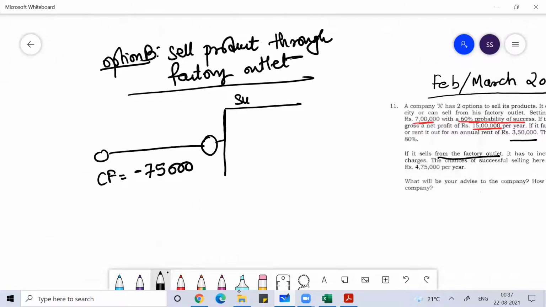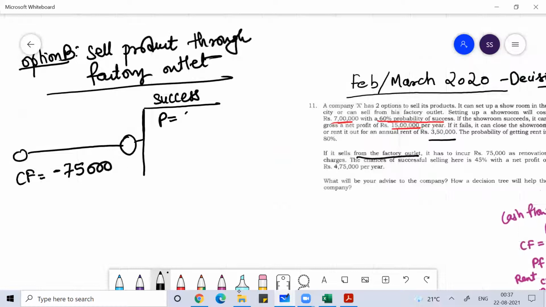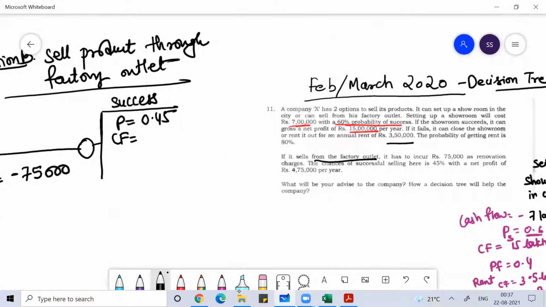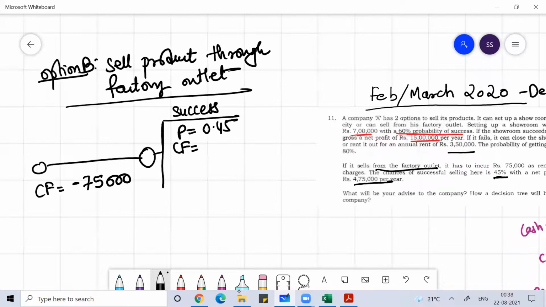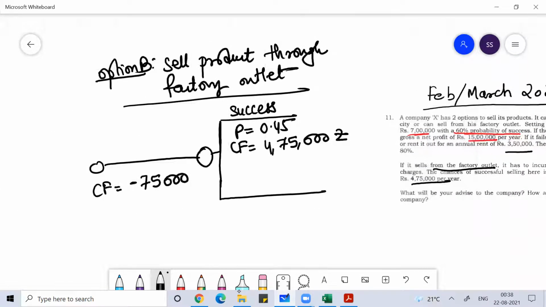So the success probability is 45%, and the cash flow you're expecting here, after the renovation charges, okay, and then the chance of success here is 45% with a profit of 4,75,000. Failure, the probability will be 55%. If you fail, you will get zero cash flow.